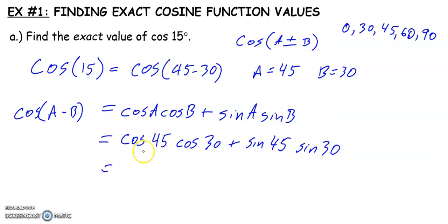So in my unit circle, the cosine of 45 is radical 2 over 2. The cosine of 30 is radical 3 over 2.